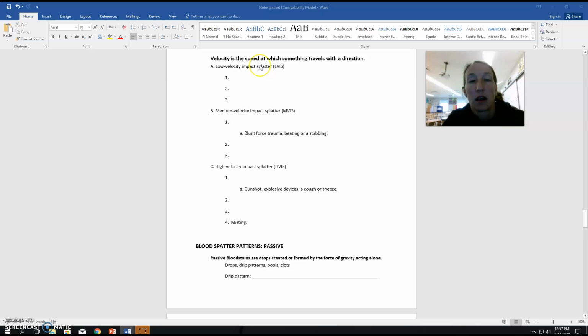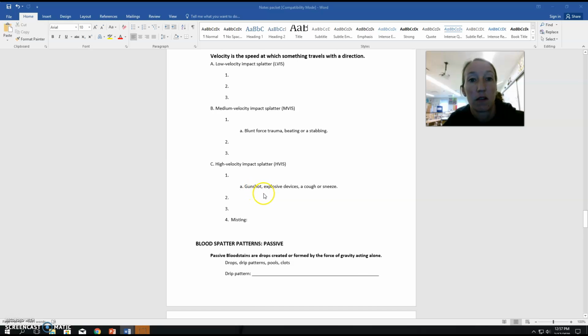But until then, remember low velocity impact spatter only travels up to 5 feet, and the blood drop is larger than 3 millimeters. With medium velocity impact spatter, the blood drop is between 1 and 3 millimeters, and it can travel 25 feet. And finally, high velocity impact spatter is less than 1 millimeter and can travel up to 100 feet per second, so that one is definitely going to travel some serious distance.